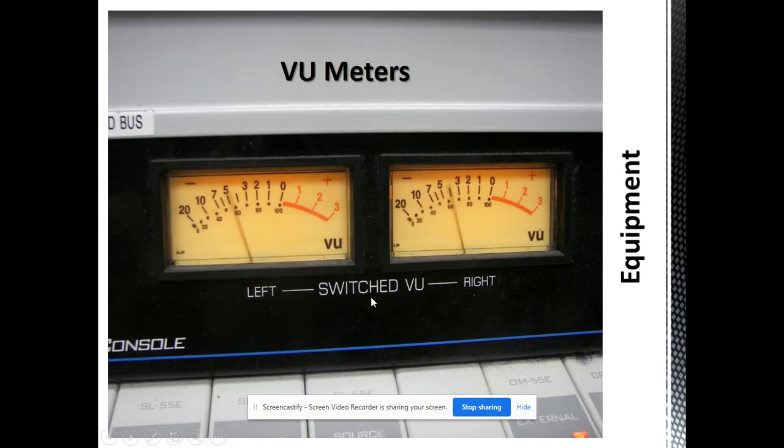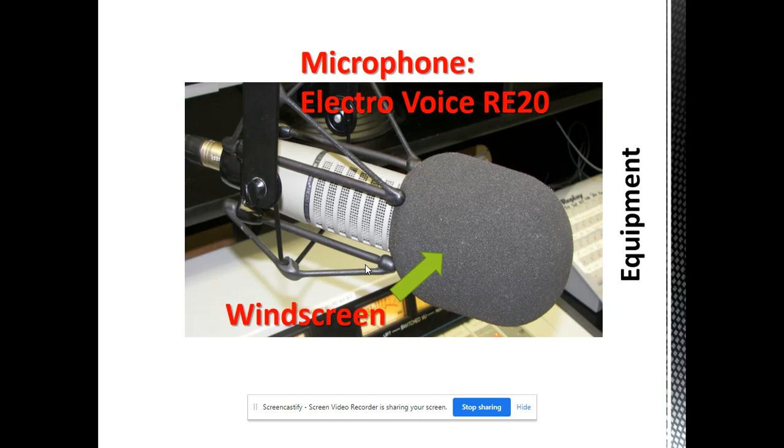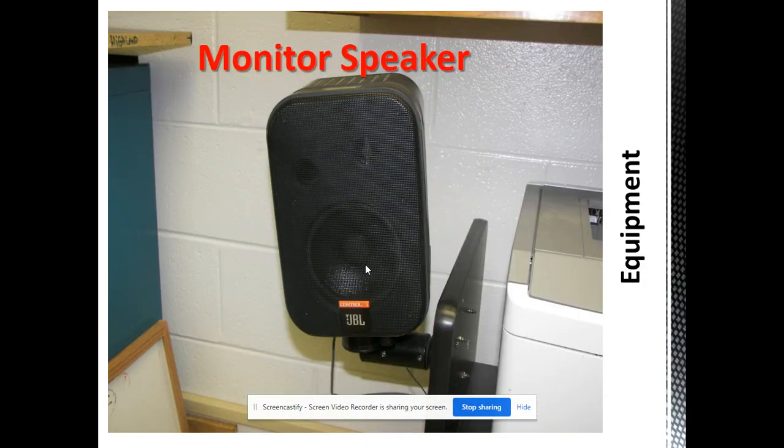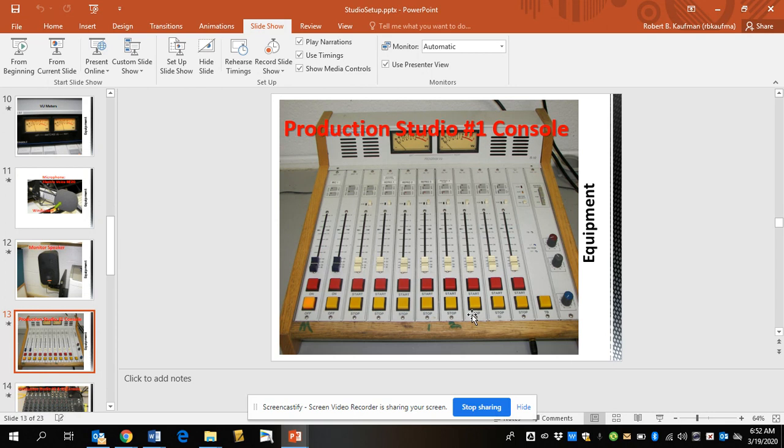Your VU meters are how you measure the volume units. VU stands for volume units. Here's a microphone. It is an Electro Voice RE20 windscreen. It is a unidirectional microphone. You will learn what unidirectional means in just a little while. And of course, we've got our monitor speakers in there. In our production studio, we have a very similar type console. You can see the linear faders and then the rotary faders, which are right there.